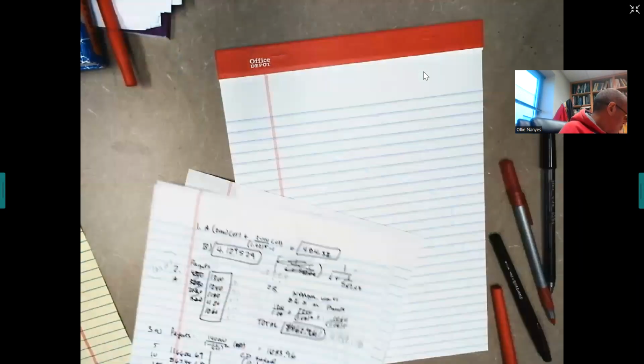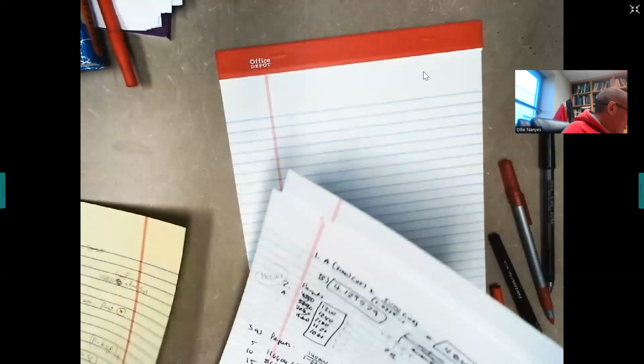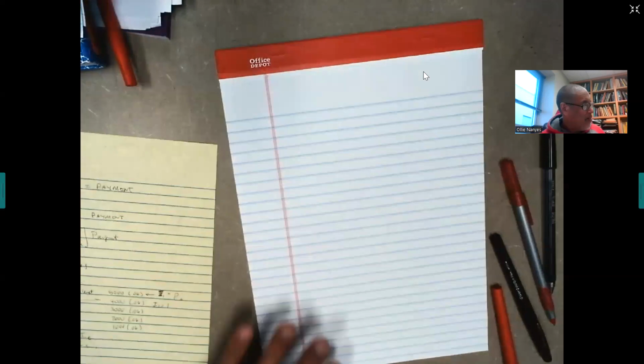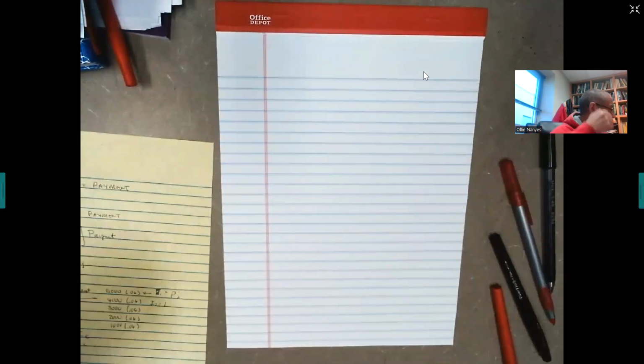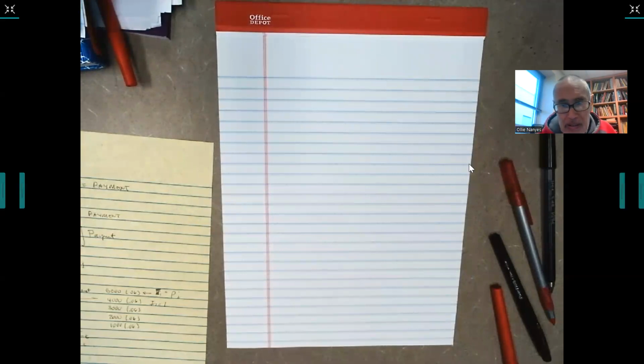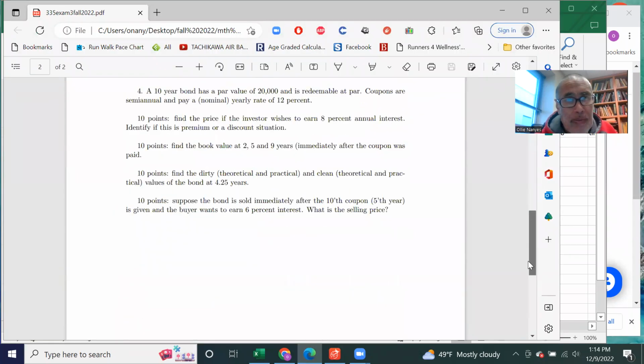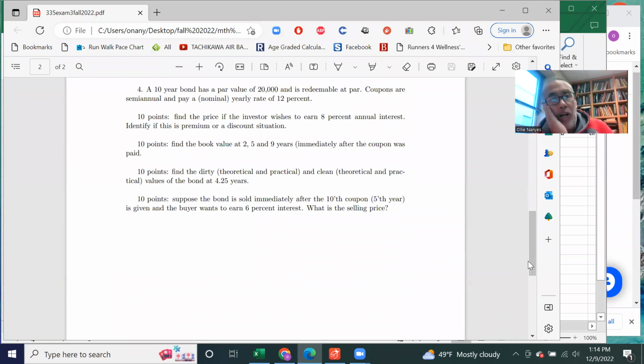Finally, let's move on to part 4. Now, part 4, I'm going to be using the spreadsheet here, but let's see what the problem is. So 4, we have a 10-year bond, and it's redeemable at par. Coupons are semi-annual and pay a nominal yearly rate of 12%.